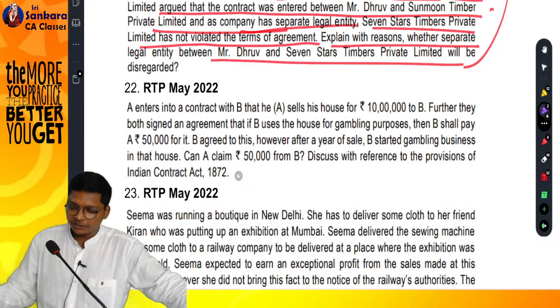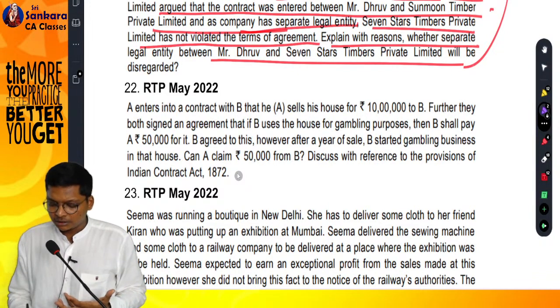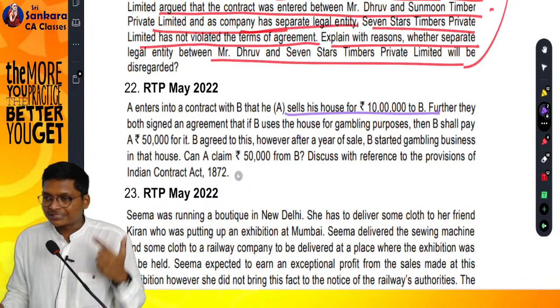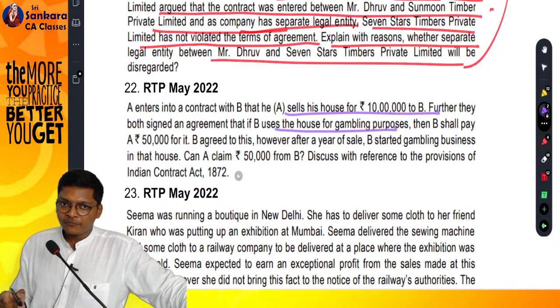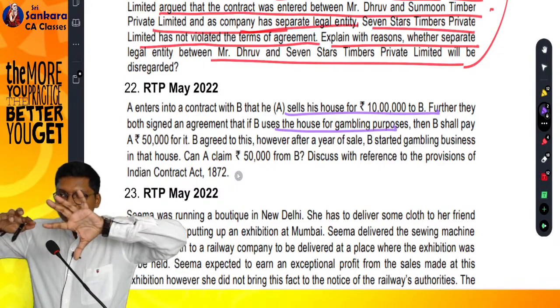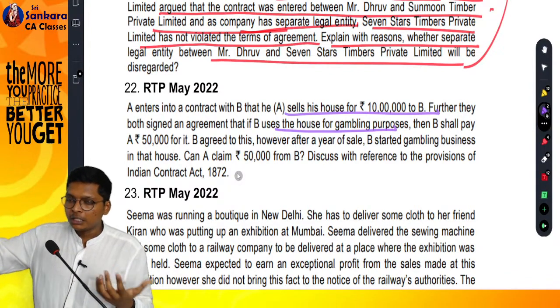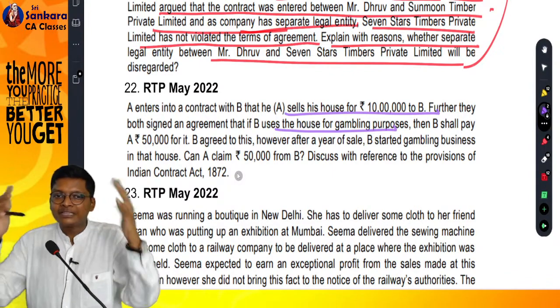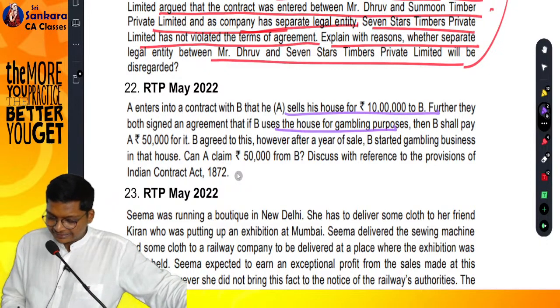The same provision she told earlier. There are two contracts in this. One is the seller's house, which is legal. The other is gambling, which is unlawful. If you can split the contract, the lawful one will be valid, the unlawful will be void. If you say no sir, I cannot split, then the whole thing will become void. Here, can I split? Yes.